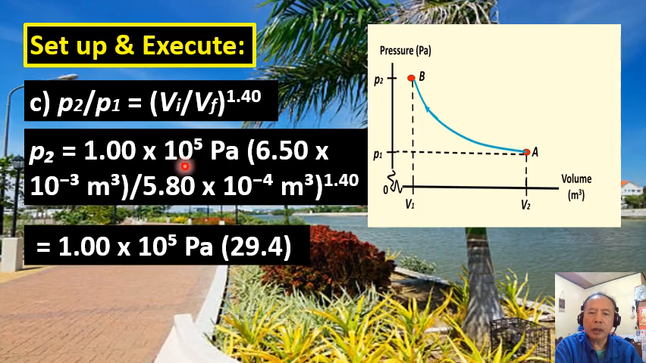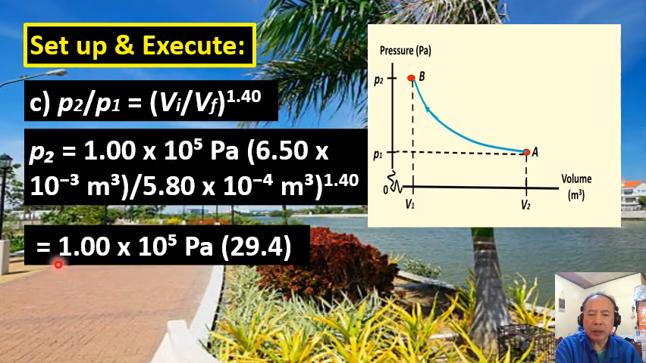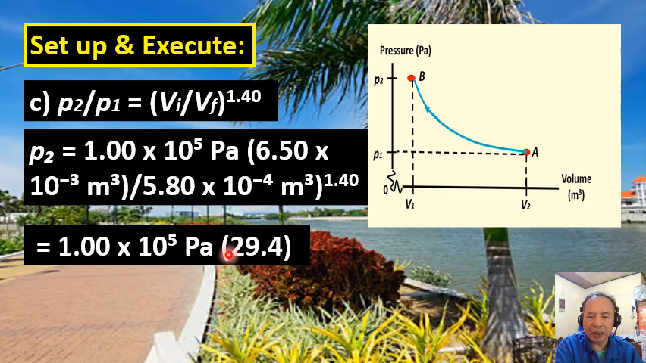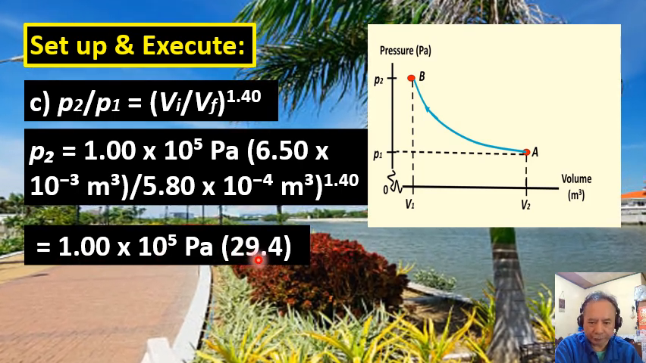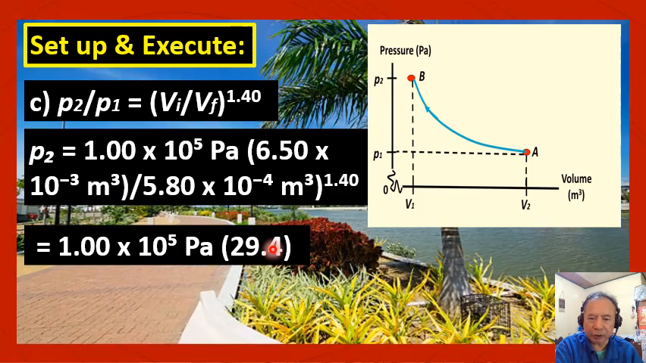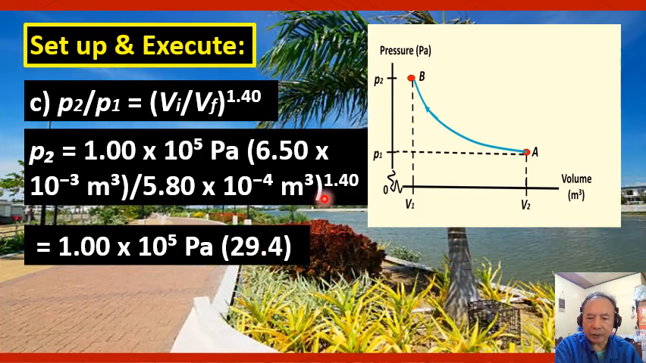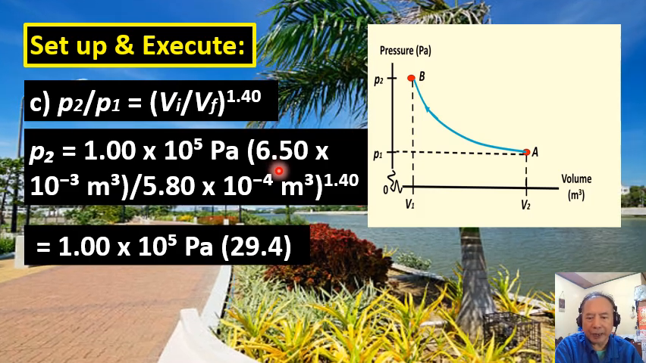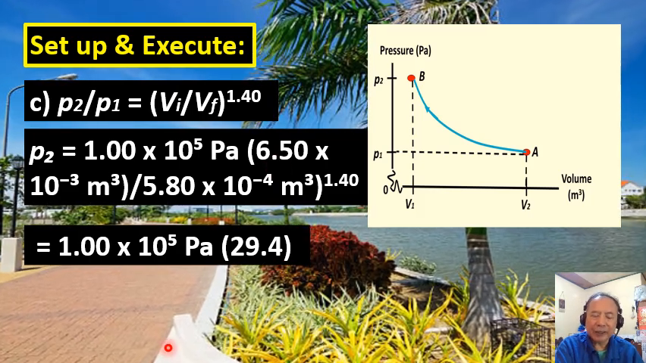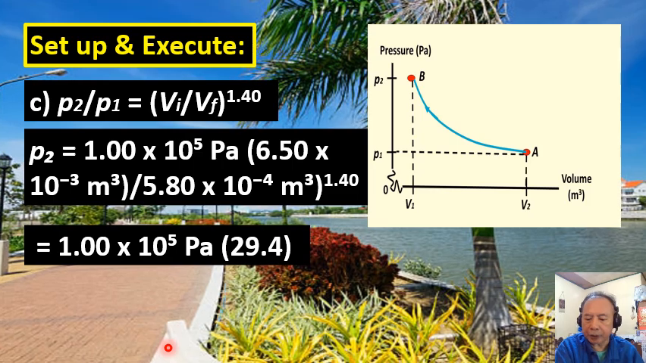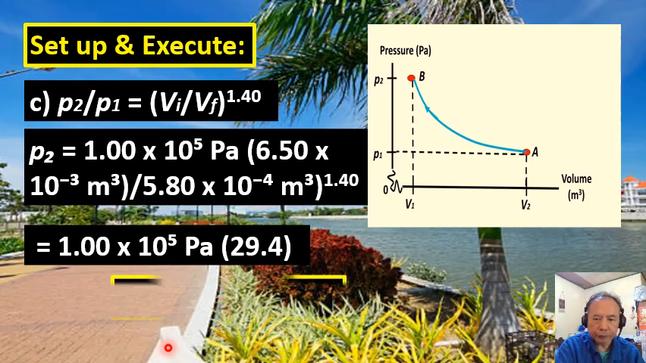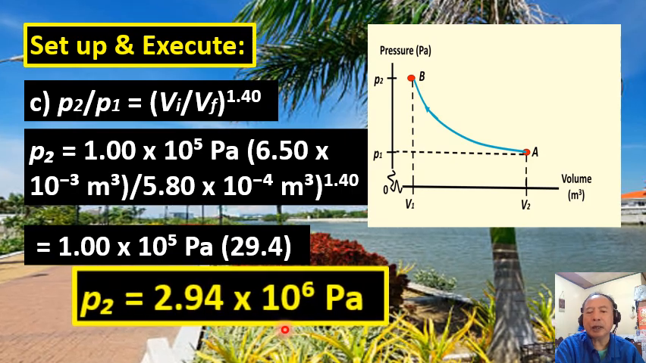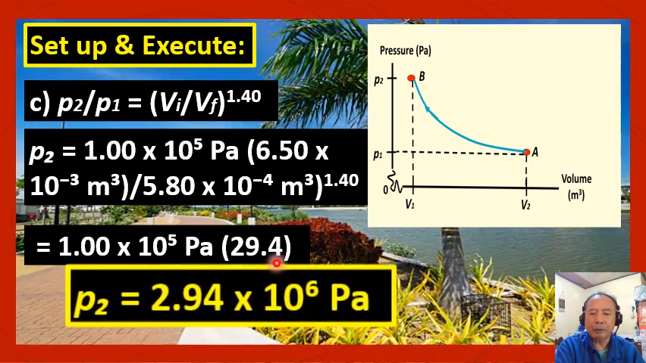Simplifying, we get P sub 2 equal to 1.00 × 10^5 Pascal multiplied by 29.4. This is the result of getting the power 1.4 of the ratio V_i over V_f. So we finally get the value of the final pressure P2 equal to 2.94 × 10^6 Pascal.